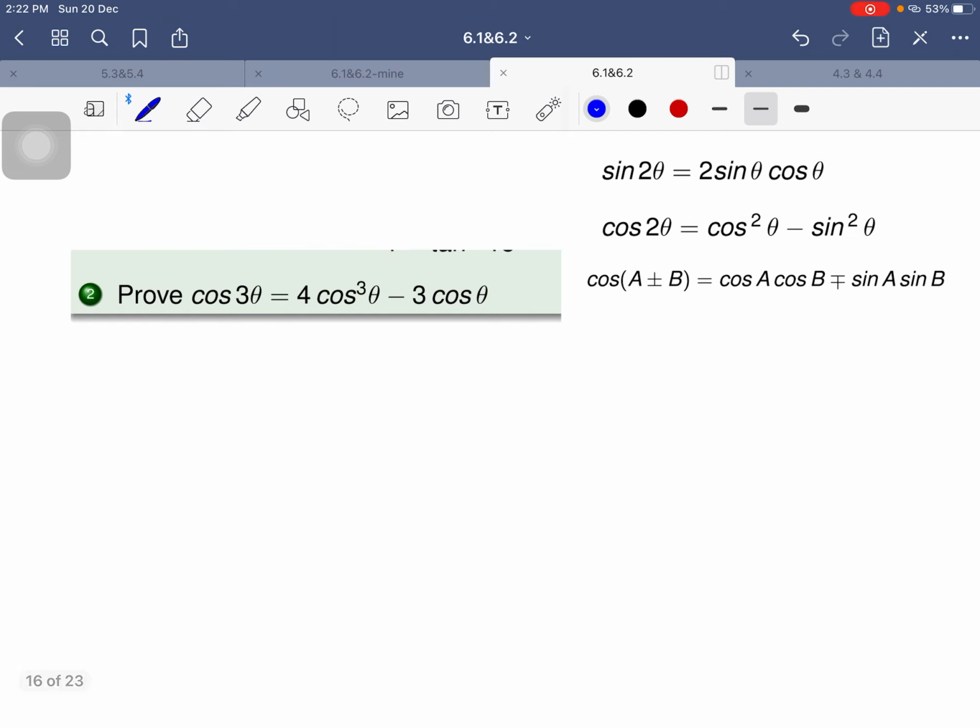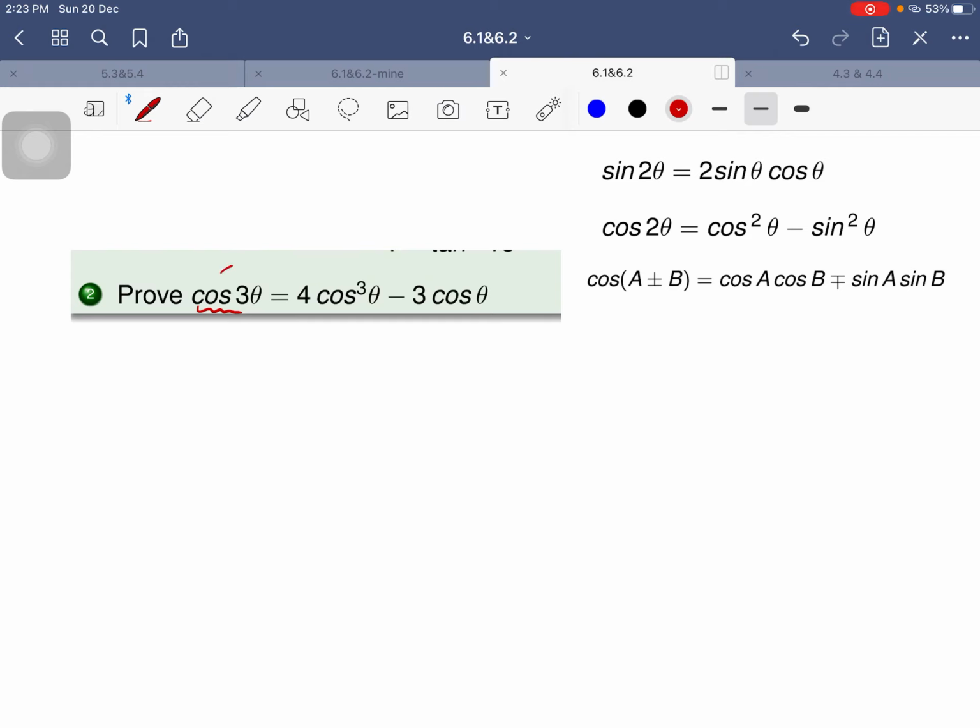Okay, next. For the last example, we're going to be proving that cos 3 theta equals 4 cos cubed theta minus 3 cos theta. I know that in this case we are going to have to use multiple trigonometric properties in order to prove this. But let's start now. First of all, I'm going the other way around now. Usually I start with the more complicated one and make it simpler, but in this case I'm going to start with cos of 3 theta and prove that it equals 4 cos cubed theta minus 3 cos theta.